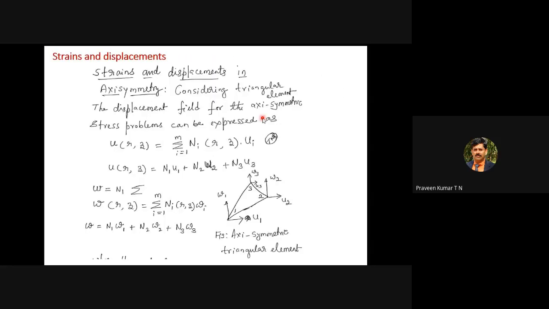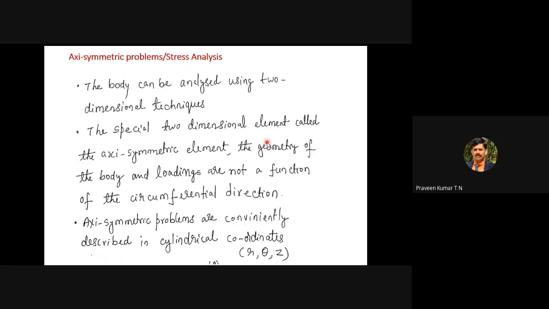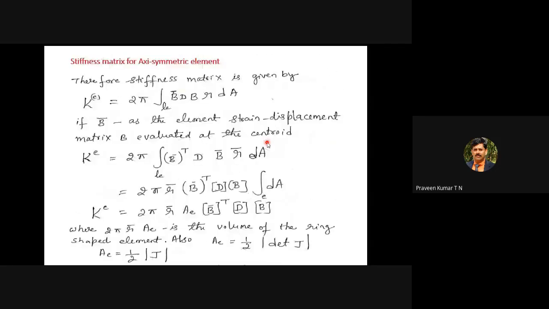Now, strain and displacement in axisymmetry. You have the axisymmetric triangular element. At node 1, the coordinates are R1, Z1. At node 2, R2, Z2. The node 3 coordinates are R3, Z3. Those are the coordinates like X1, Y1, X2, Y2, and X3, Y3. For the axisymmetric triangular element, R1, theta 1, I have already shown in the previous problem. I have shown those coordinate systems.